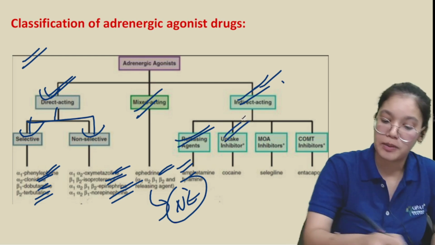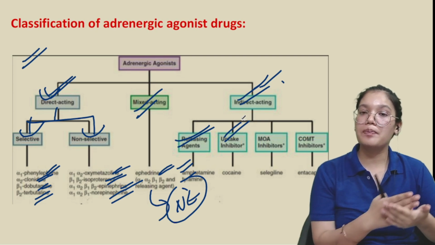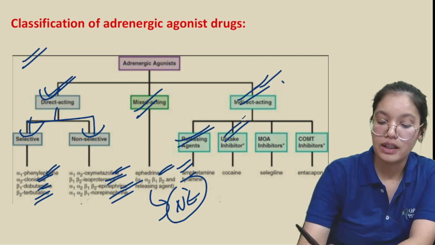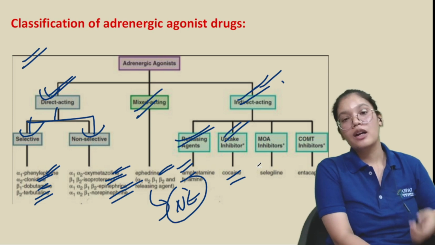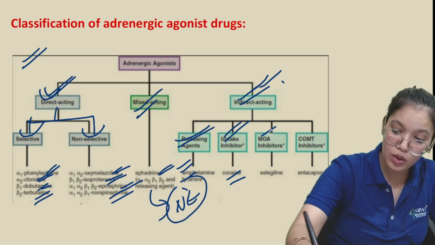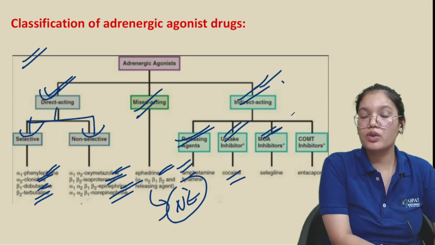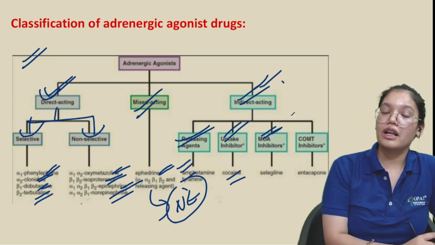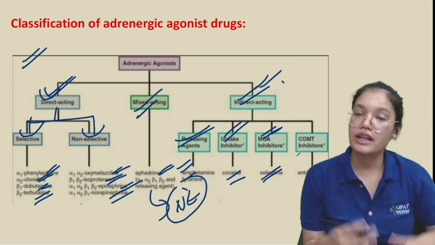Then we have uptake inhibitors. Uptake inhibitors basically do not allow the uptake of neurotransmitters like norepinephrine, so their action can be enhanced. Cocaine is the example for that. Then we have the MAO inhibitors. Monoamine oxidase is basically responsible for the breakdown of neurotransmitters like norepinephrine, epinephrine and dopamine. So MAO inhibitors inhibit their breakdown, so they can act. So they are indirectly acting again.